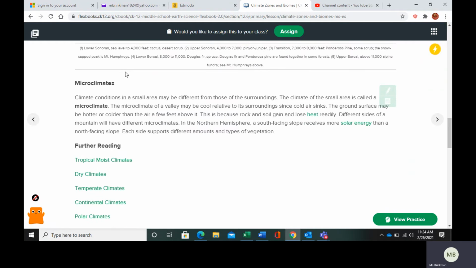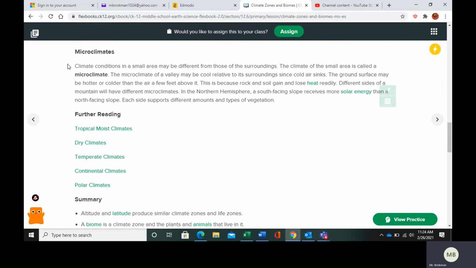So sometimes you will also see microclimates. It's where climate conditions are different in a small area than those surrounding it. So the microclimate is the climate of a small area. So for example, the microclimate of a valley may be cool relative to its surroundings because cold air sinks. So that is an example of a microclimate.